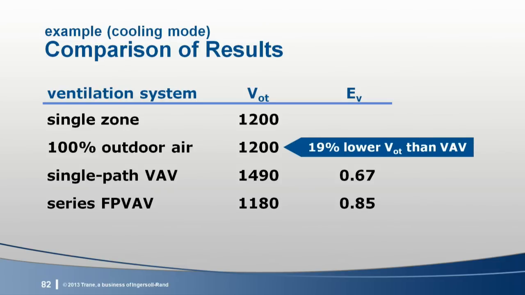But when you compare the calculated intake airflows, 1200 CFM versus 1490 for the single-path VAV, the difference is only 19% for this example, not 33%. An intake airflow for the Series Fan-Powered VAV is actually a little less than for the dedicated outdoor system, not more. Why the difference? Well, it's because ventilation efficiency of a dedicated outdoor system is usually less than 100%, but it's just not necessary to calculate it as part of the ventilation rate procedure.